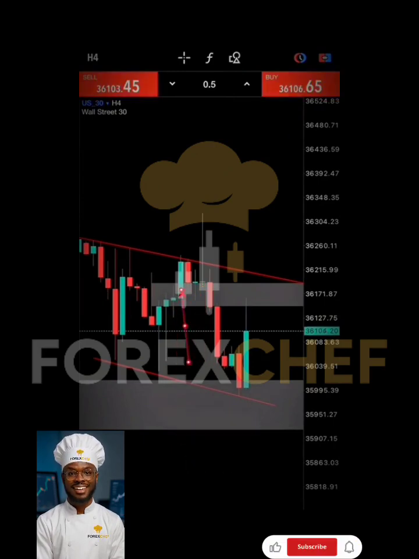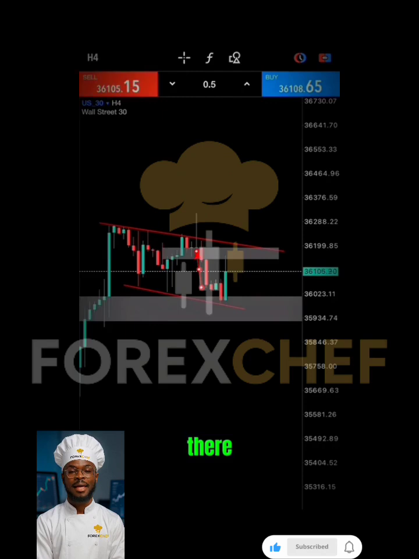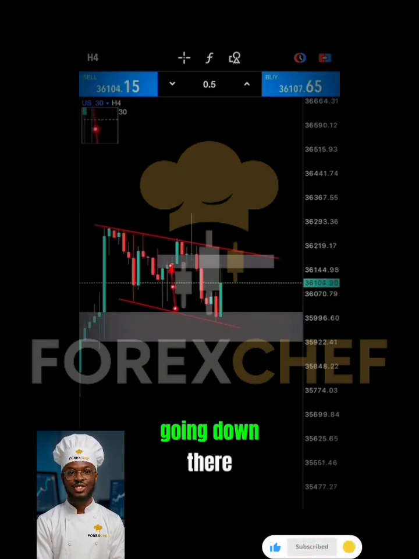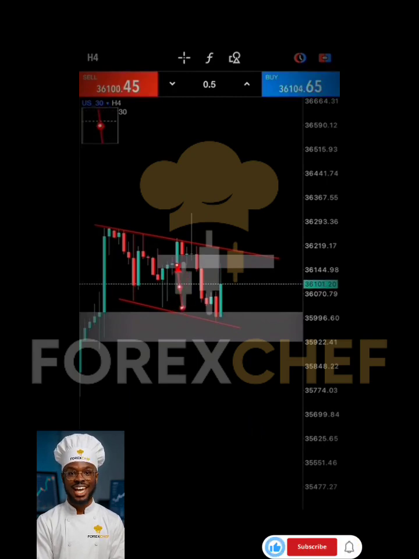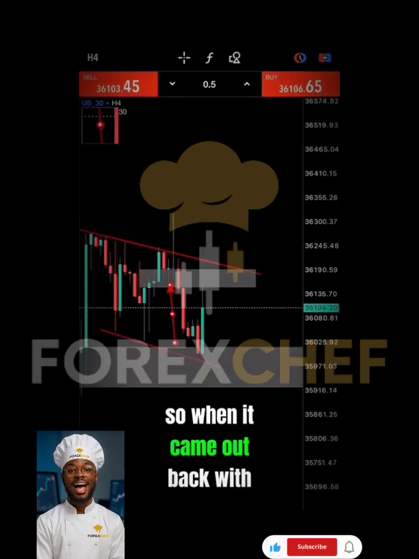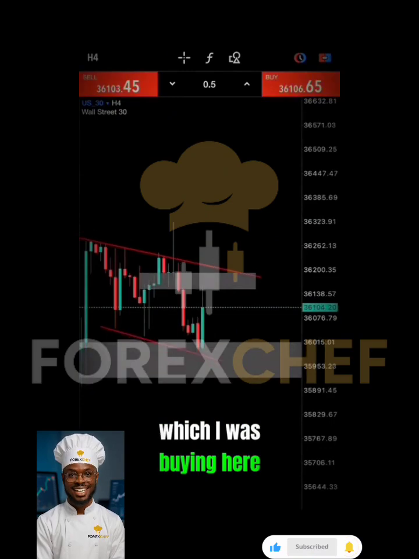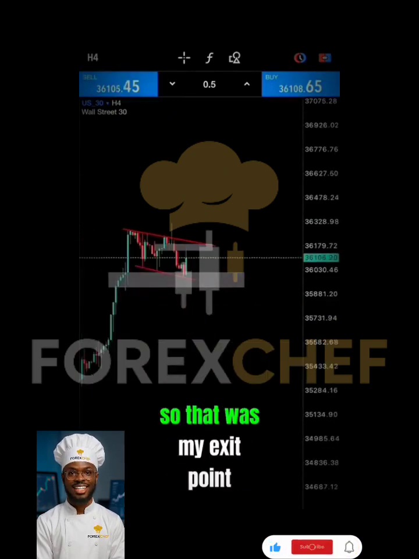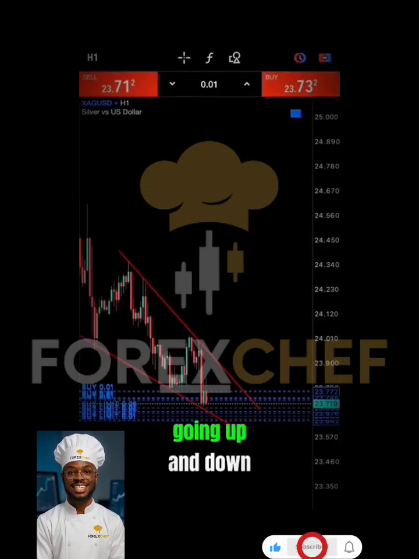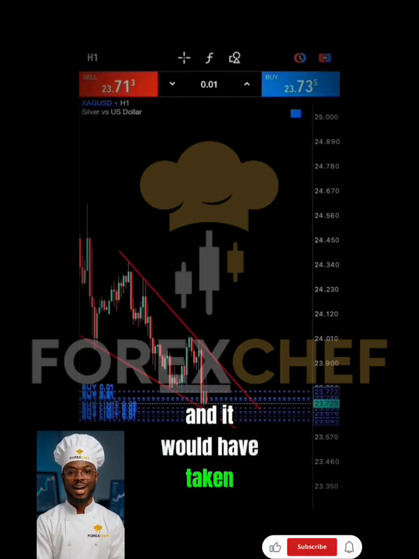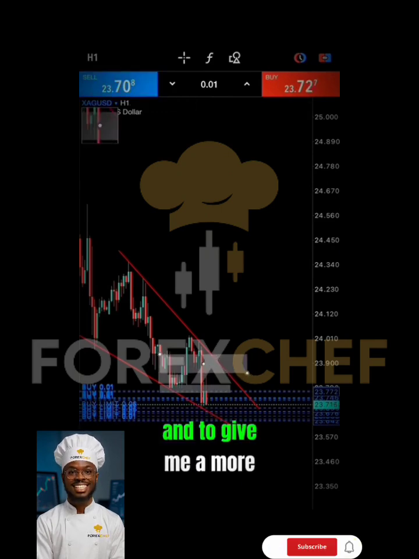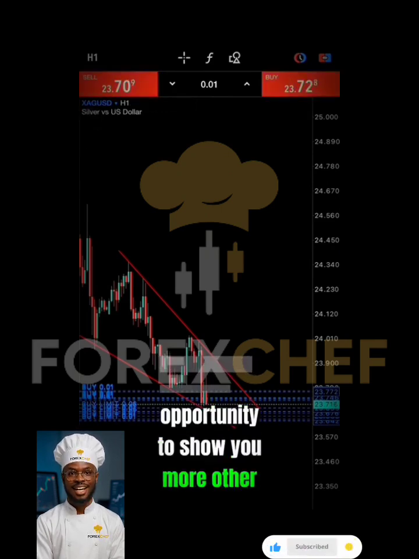Right there, there's an area of confluence. If you can see, the price has managed to break that area going down. The price had been complicating and didn't break that area, but it has finally broken it. So when it came back up with the candle which I was buying here, it decided to touch the trend line. That was my exit point, because any more than that, the price will just keep retesting, going up and down, going up and down. It would have taken forever to end this trade. That's why I decided to just exit, and to give me more opportunity to show you other strategies.